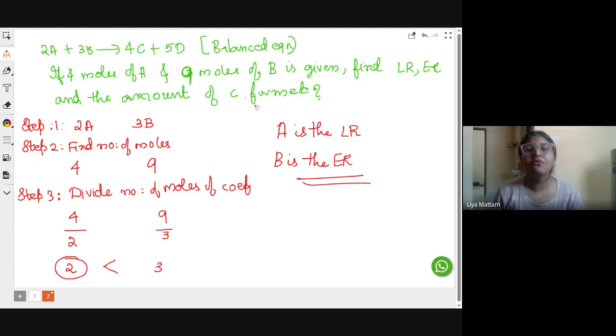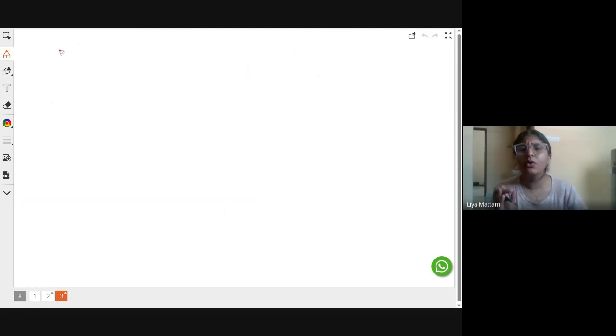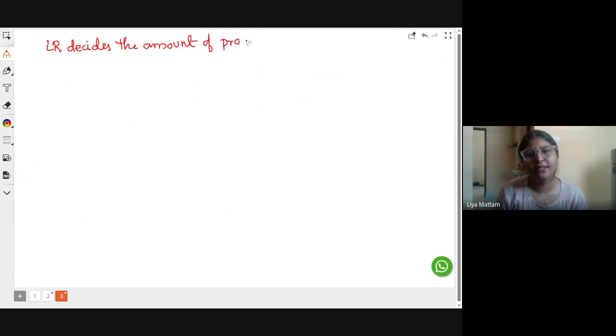Find the amount of C formed. We have already told who decides the amount of product formed. The limiting reagent decides, right? So, the limiting reagent decides the amount of product formed.